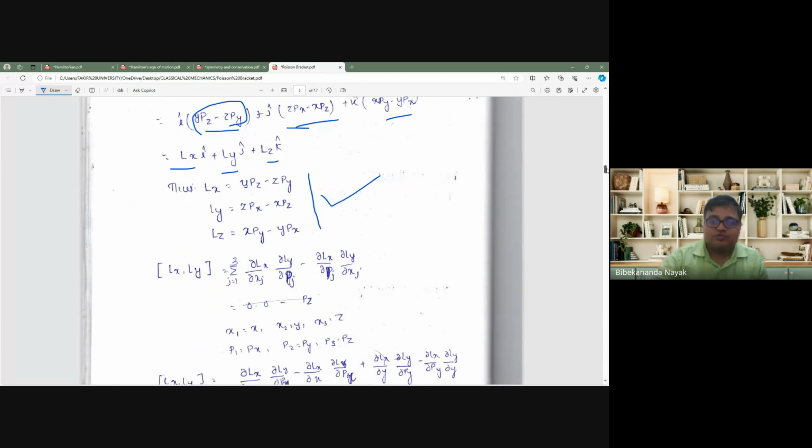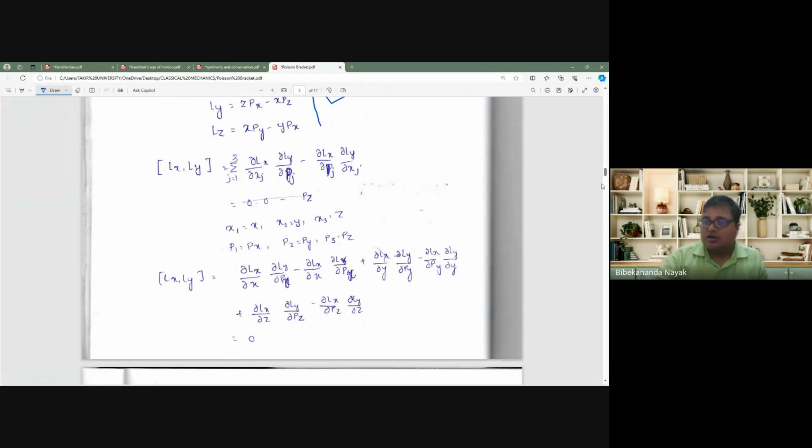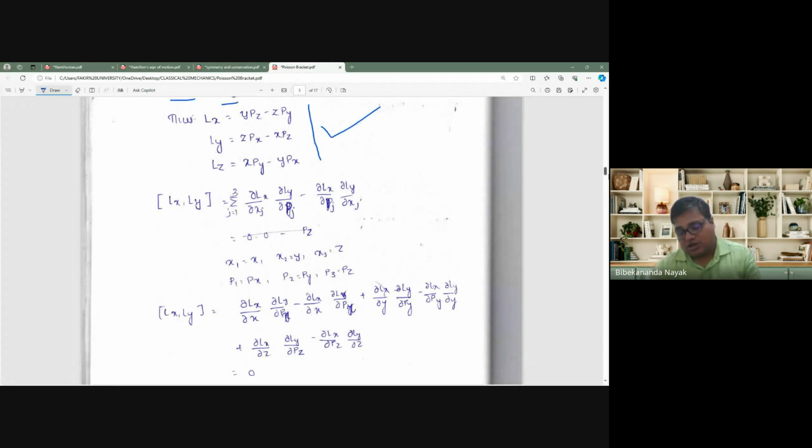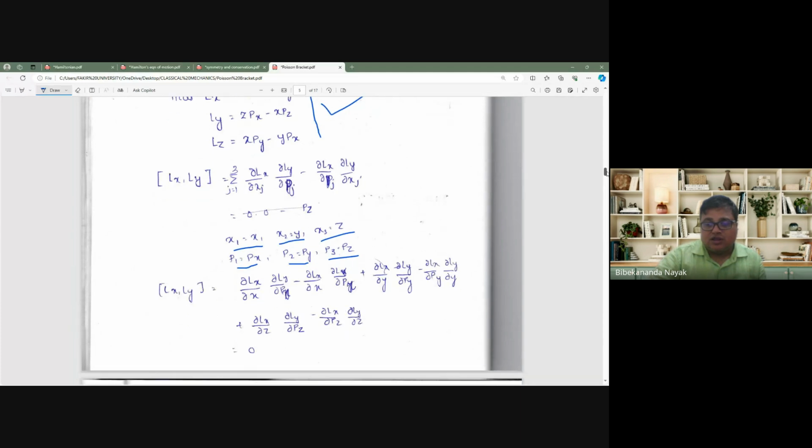Now calculate the Poisson bracket of Lx, Ly. Very easy. In quantum mechanics, we calculate the commutator of Lx, Ly. The commutator is i h cross into the Poisson bracket. So whatever value we get here, we only have to multiply by i h cross to get the quantum mechanical commutation value. Here, for Lx, Ly, it is actually three variables x, y, z. The sum over j equal to 1 to 3 of del x, y by del x_j, del p_j. If you put x1 as x, x2 as y, x3 as z, p1 as px, p2 as py, p3 as pz, and put this in.